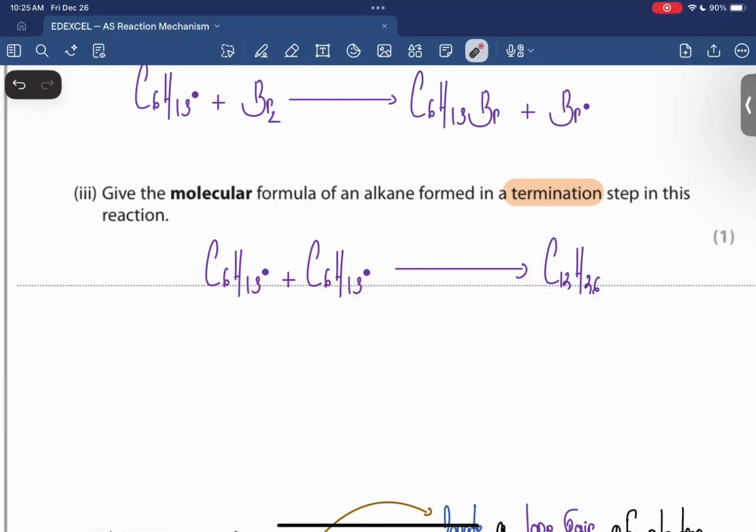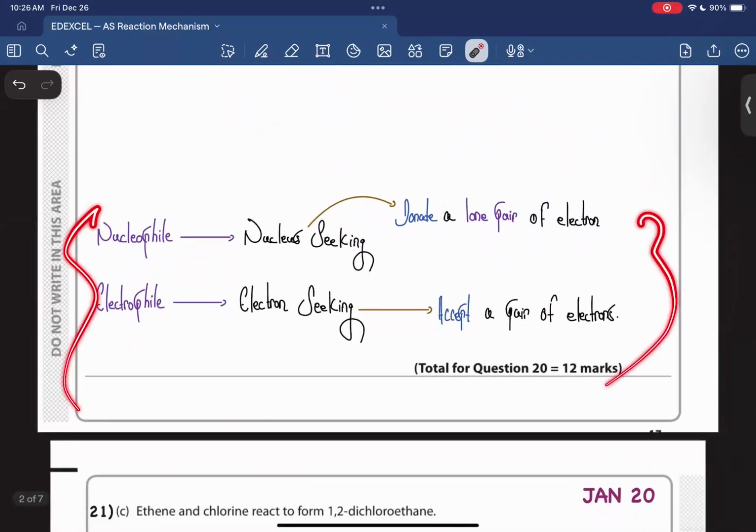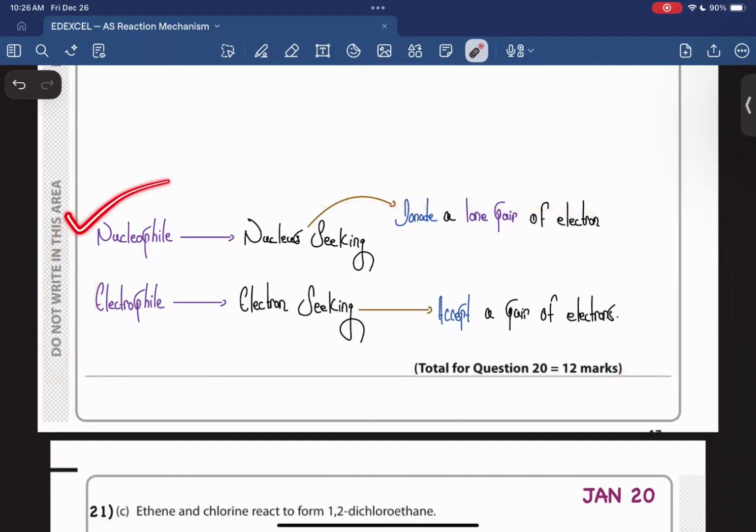Termination step of a free radical substitution reaction is the step where two free radicals react together to form a compound. Okay, clear? Moving on. Now, the two terms that I said over here are extremely crucial. I hope you remember this, right? Nucleophile: nucleus seeking, and can donate a pair of electrons, a lone pair of electrons. Electrophile is electron seeking and can accept a pair of electrons. Two really important terms to remember before we move forward, okay?